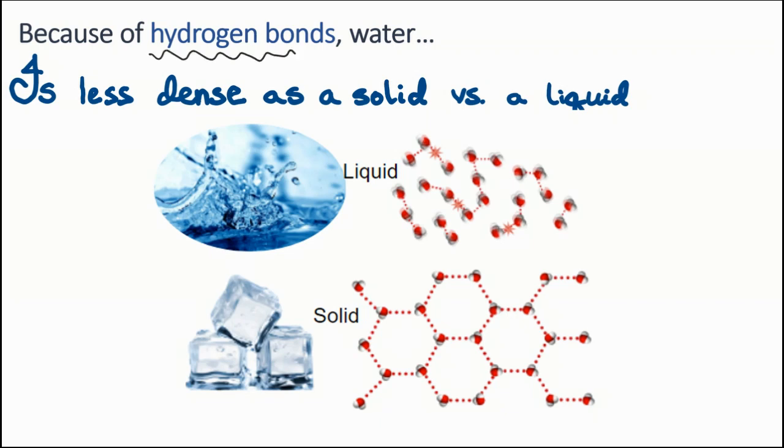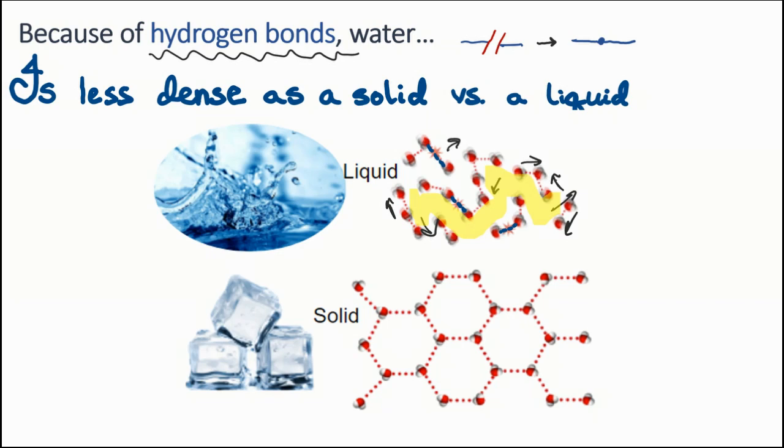Remember, hydrogen bonds are not very strong, and they break and reform all the time. Water molecules move around a lot, and the weak hydrogen bonds constantly break and reform. Because of this, liquid water molecules are very disordered and can pack in rather tightly, close to one another, meaning there are fewer empty spaces in liquid water.